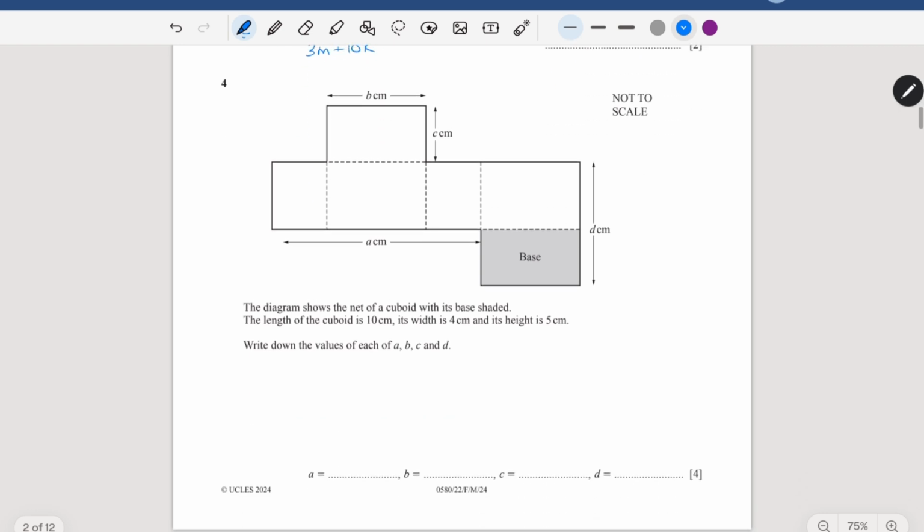Alright, number 4. The diagram shows the net of a cuboid with the base shaded. The length of the cuboid is 10 cm, width is 4 cm, height is 5 cm. Write down the values of each of A, B, C and D. So cuboid, how does a cuboid look like? So let's draw a cuboid.